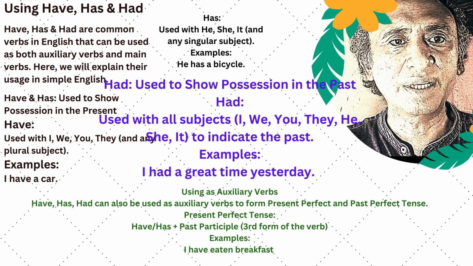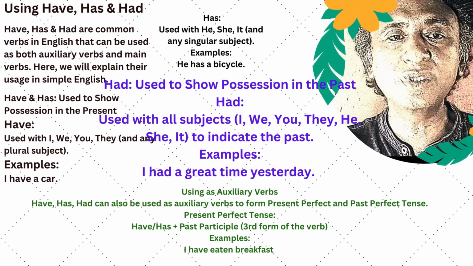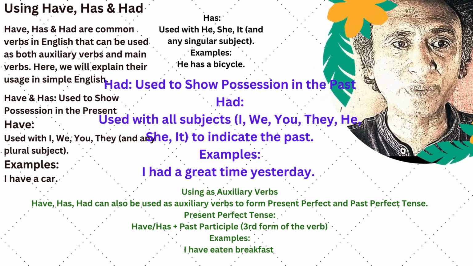Example: He has a bicycle. She has a beautiful smile. The dog has a ball.